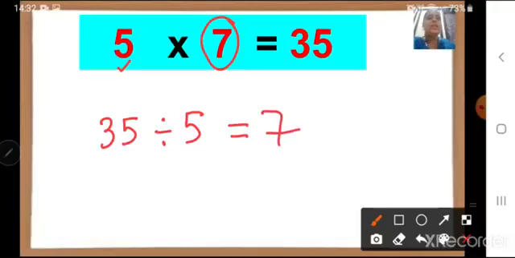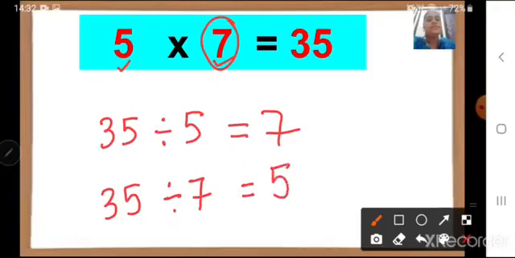Likewise, if I want to write one more division fact, I can write that. It will be 35 divided by, now I will take number 7, divided by 7. So the answer will be number 5. So this is the multiplication and division fact.